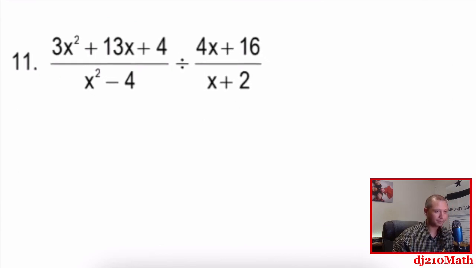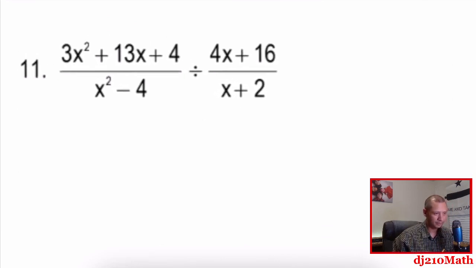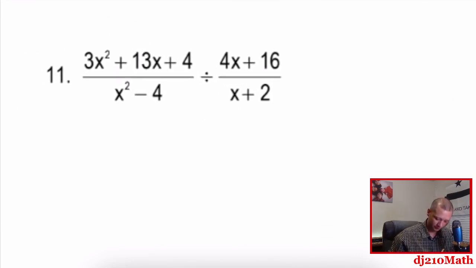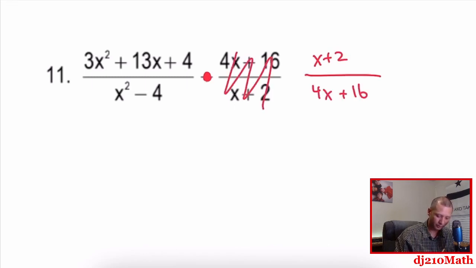All right, number 11. Again, it's division. So I'm going to change it to multiplication. And I'm going to flip the second one. X plus 2, 4x plus 16. So we no longer need this.